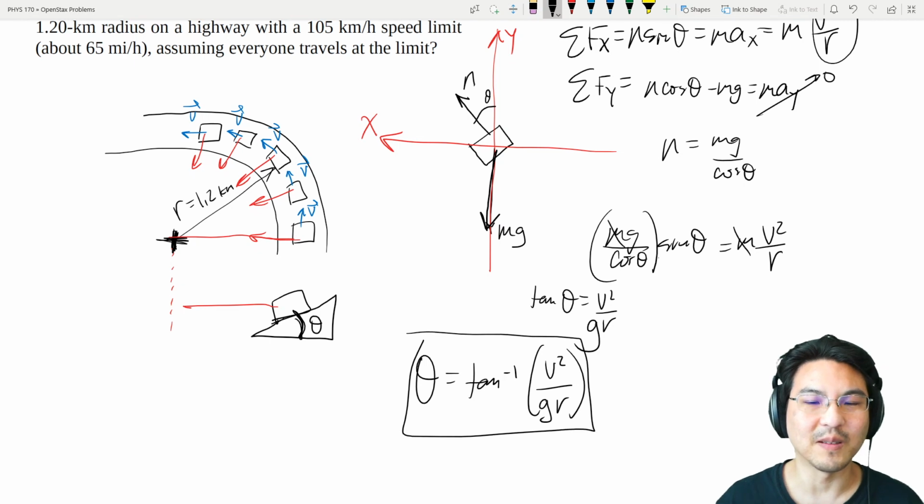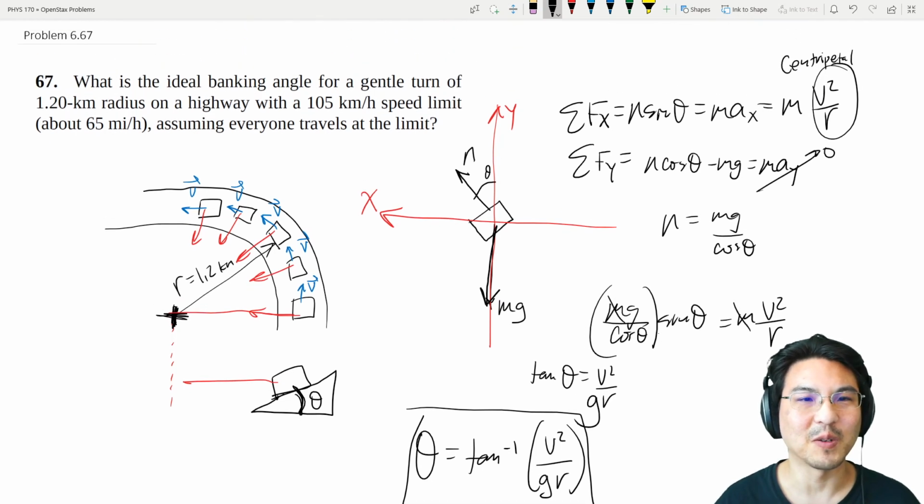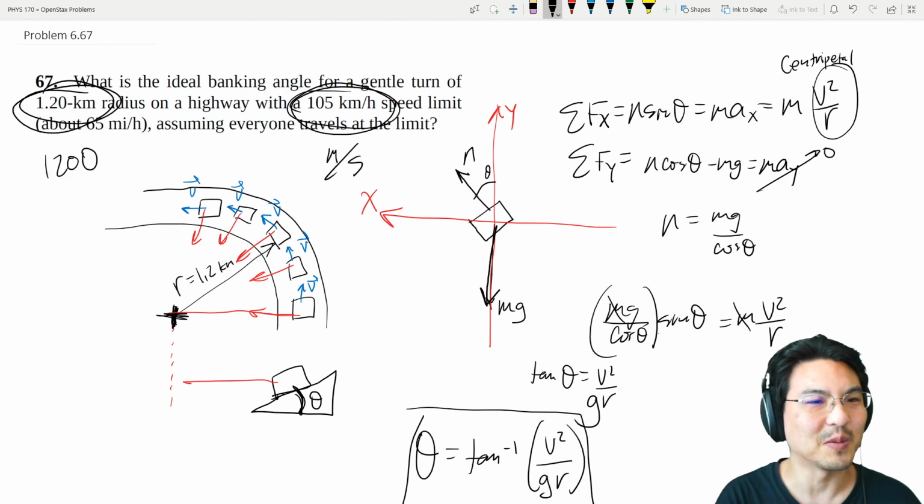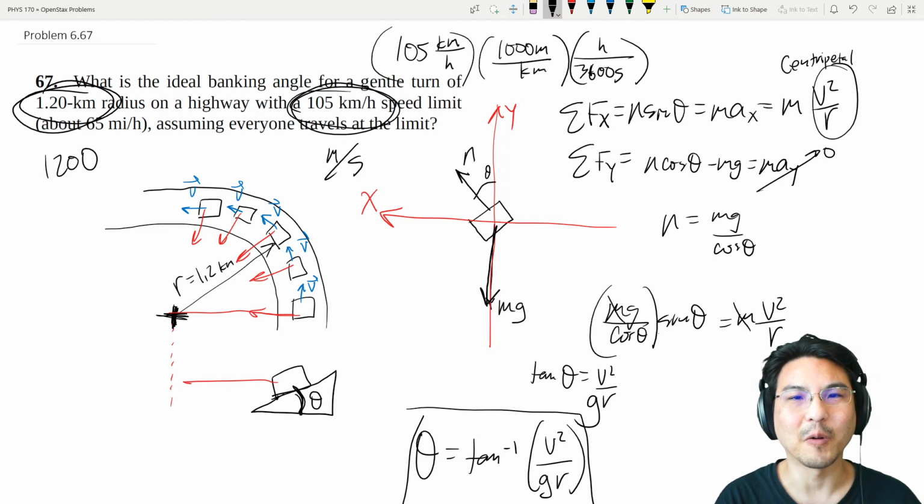Okay, and then we were given the speed. Just make sure to convert everything to SI units. So the 105 kilometers per hour, just convert that to meters per second. And then the kilometers convert to meters, right? So 1200 meters, and then 105 kilometers per hour. And then there are 1000 meters in a kilometer, and there are 3600 seconds in an hour. So if you look at this, kilometers, hours, then this will be meters per second.